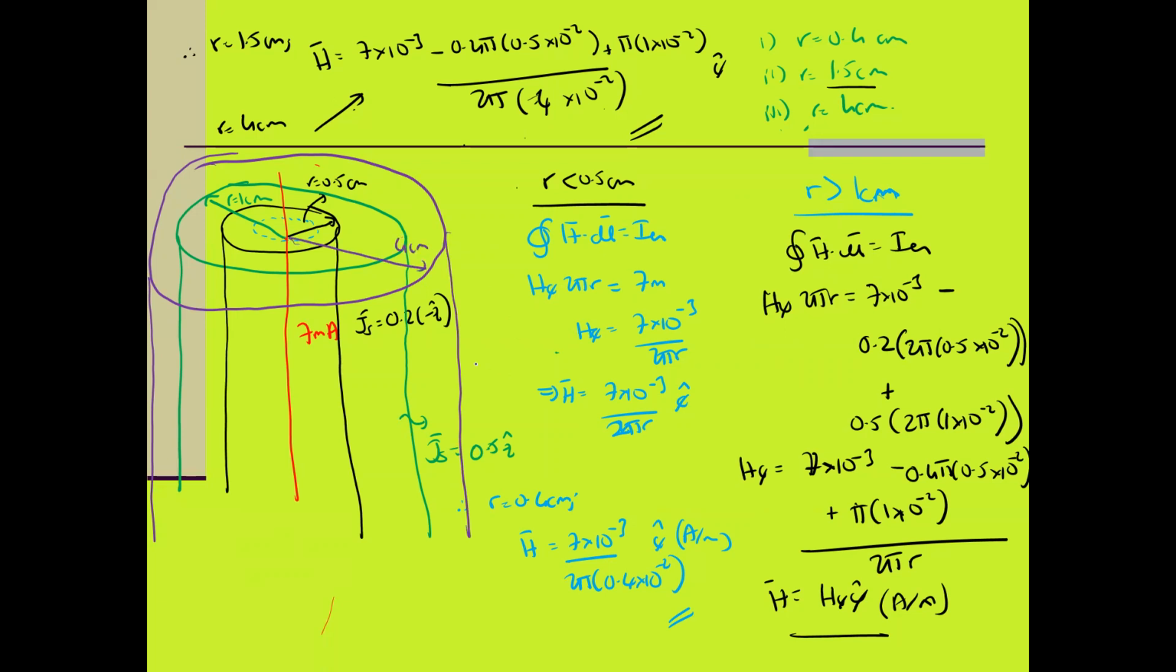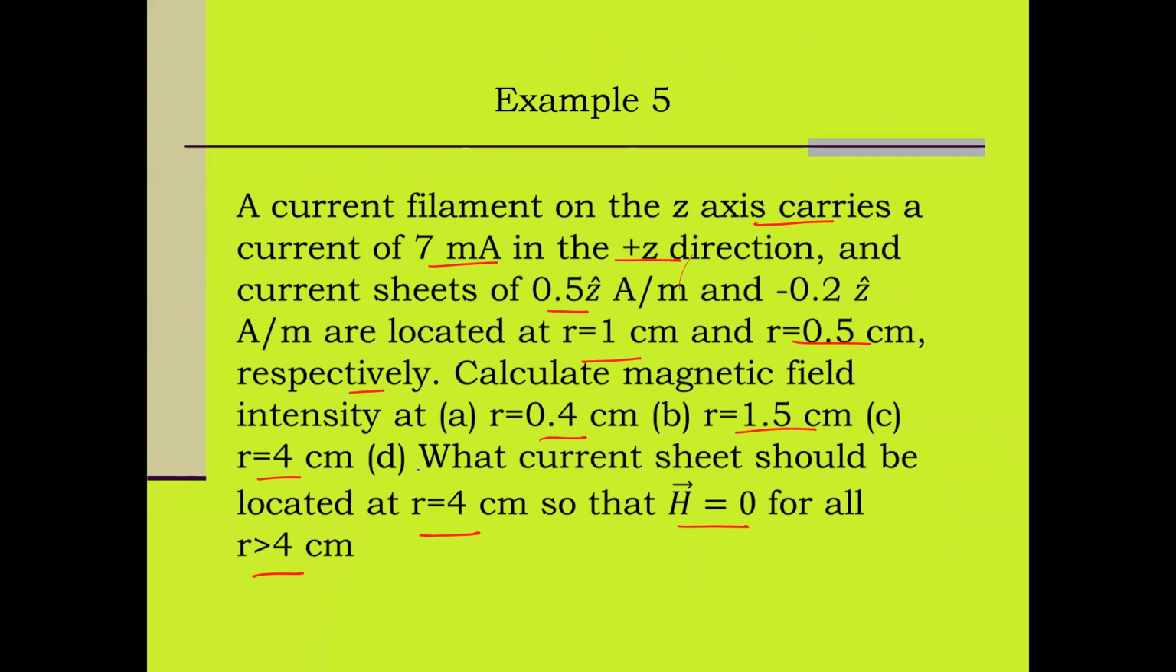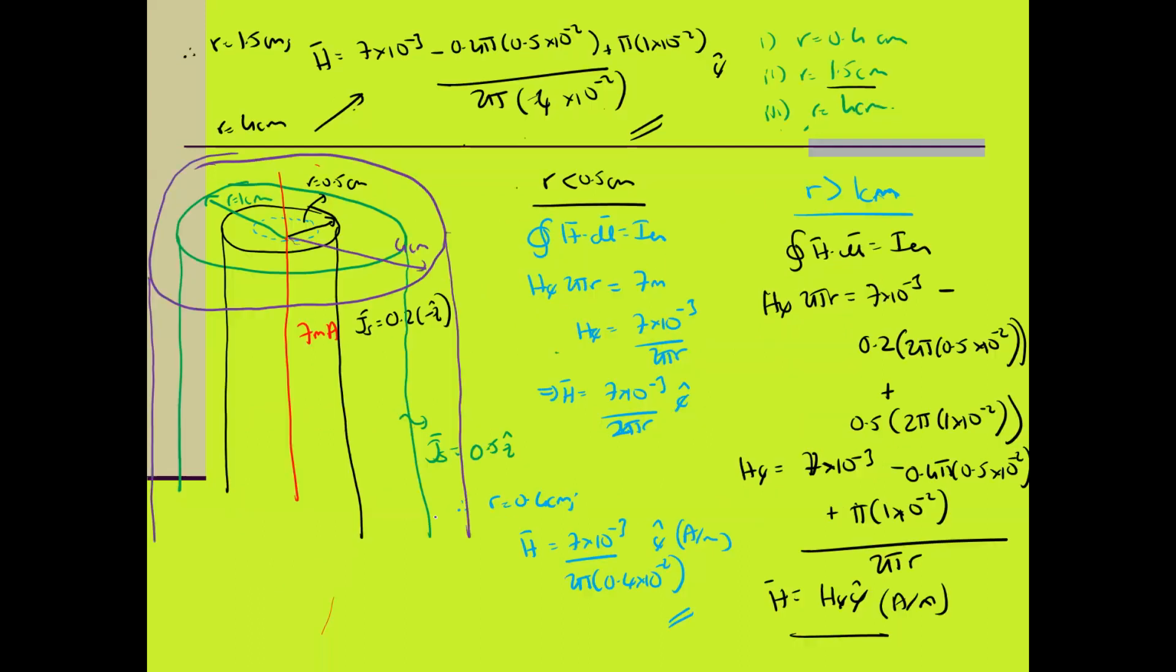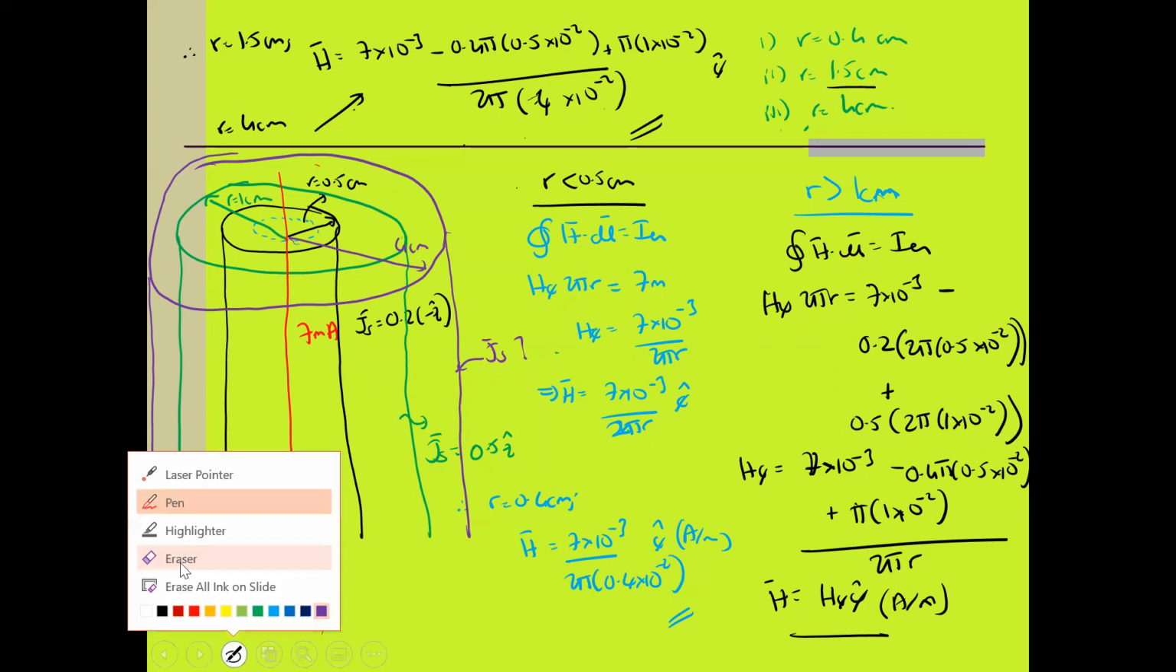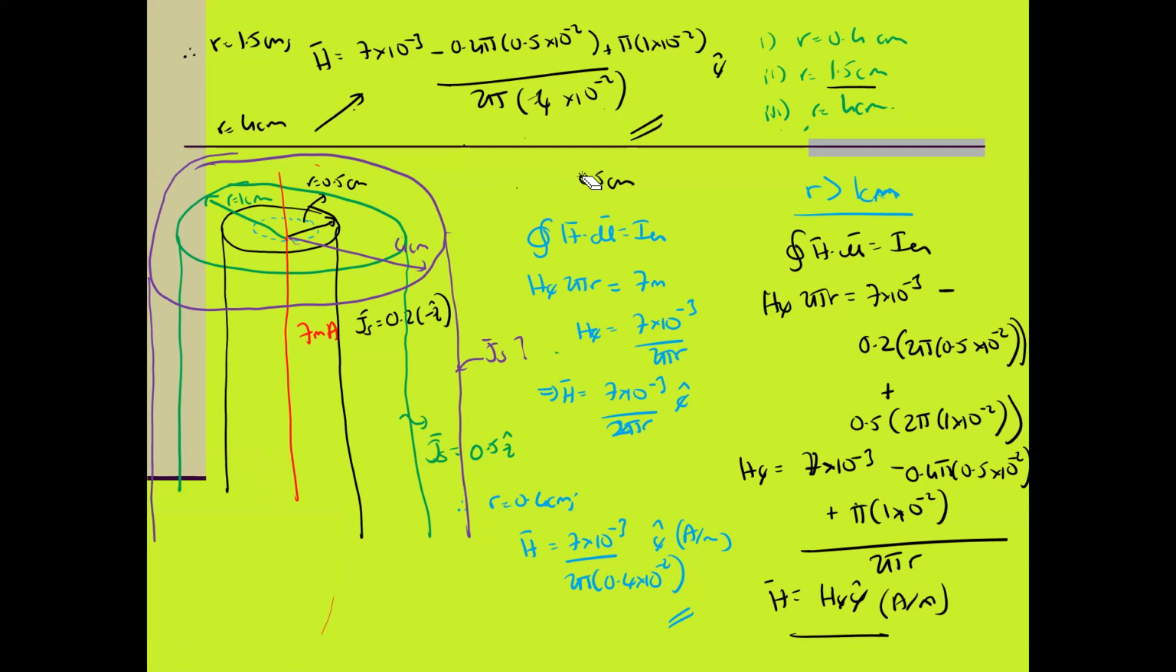So the question is, if there is an additional sheet at 4 centimeter, what should be the density of this current? What should be the JS value at this 4 centimeter radius, so that H will be 0 for all regions, all radius R bigger than 4 centimeter? This is quite a straightforward question basically. I shall refer to this part here.